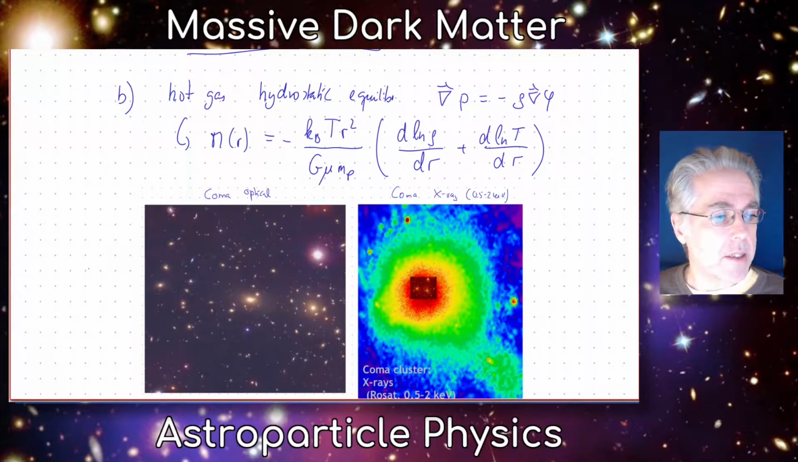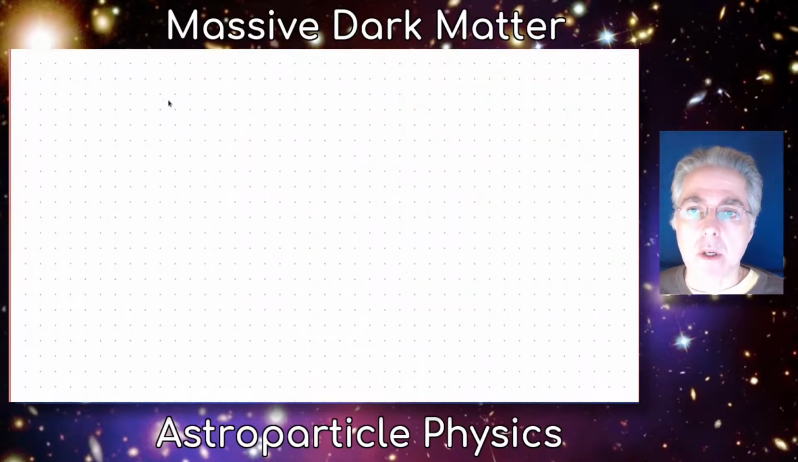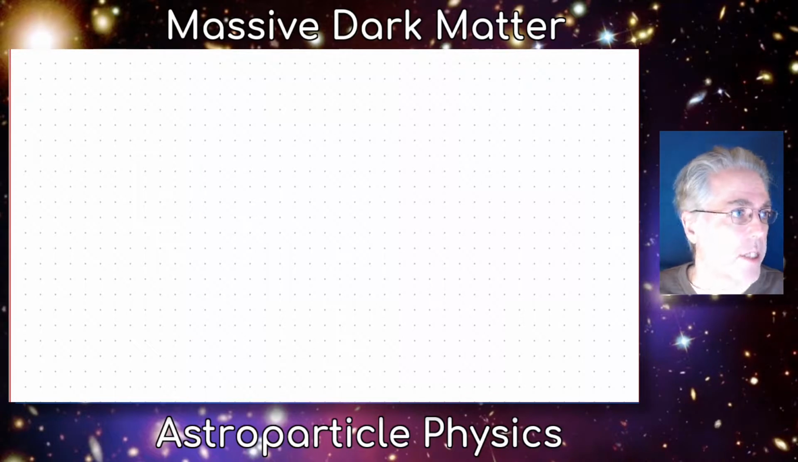Now, the last thing which we mentioned about galaxy clusters concerns gravitational lensing. And here I just want to give you another example, a beautiful picture of a galaxy cluster where you can see the lensing and the X-ray emission.